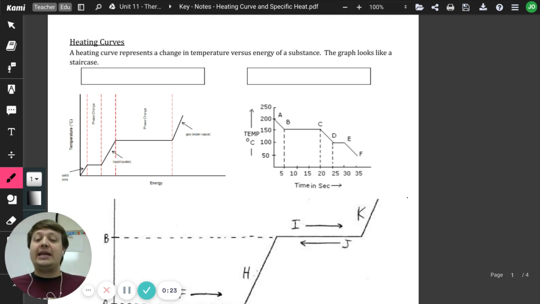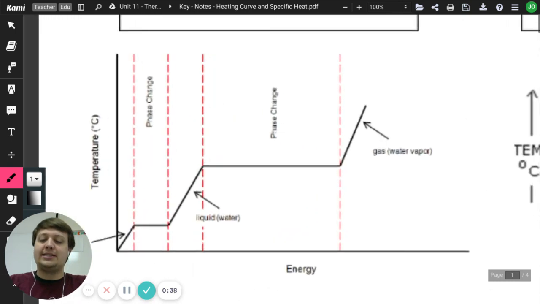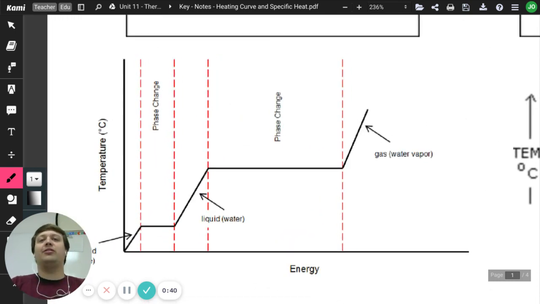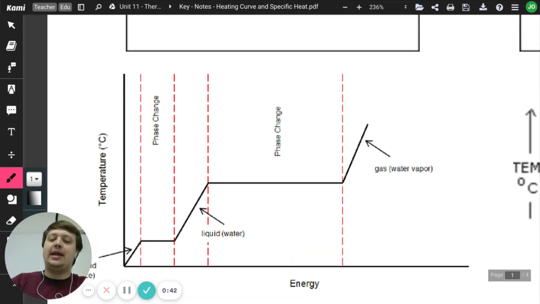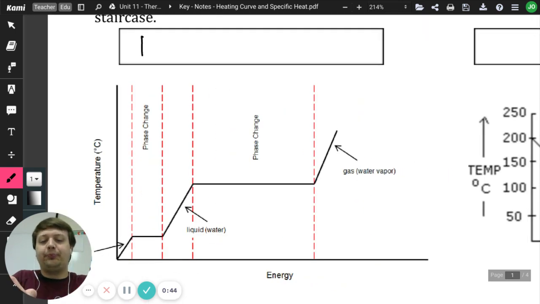Now, the heating curve, its purpose is to represent a change versus the energy of a substance. And so basically we're trying to look for a phase change that's occurring as a result of that change in energy. Now, they are going to look like a staircase. And so this is actually what we would see as a heating curve.